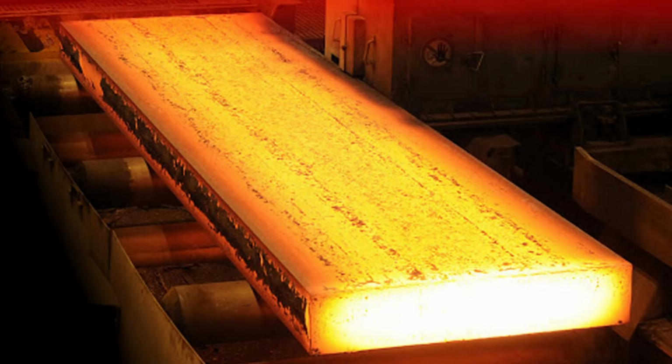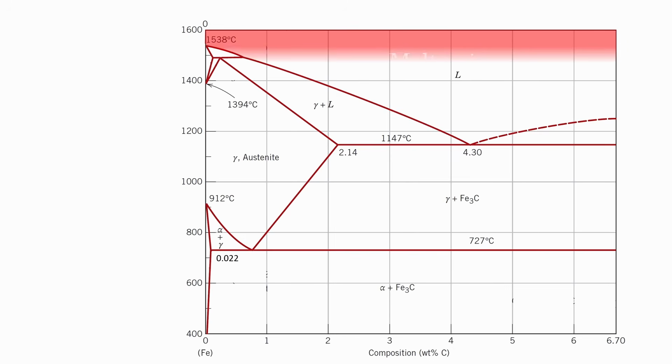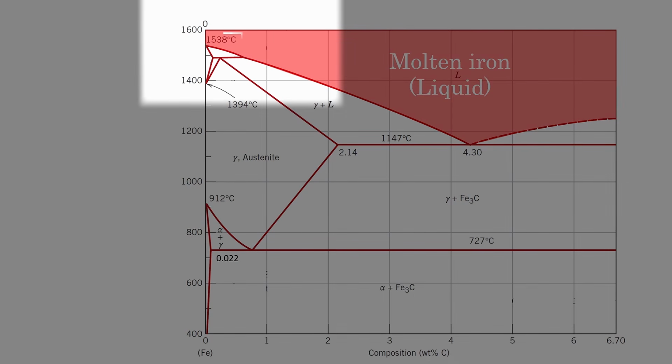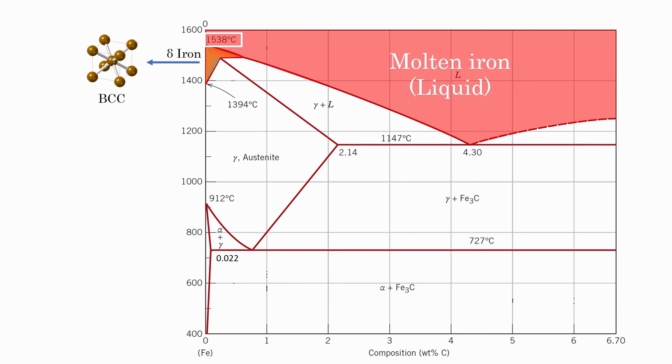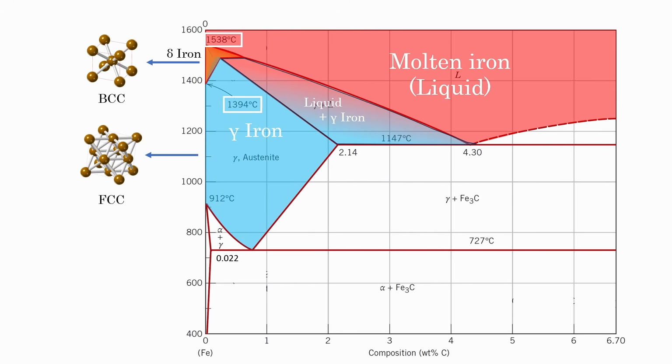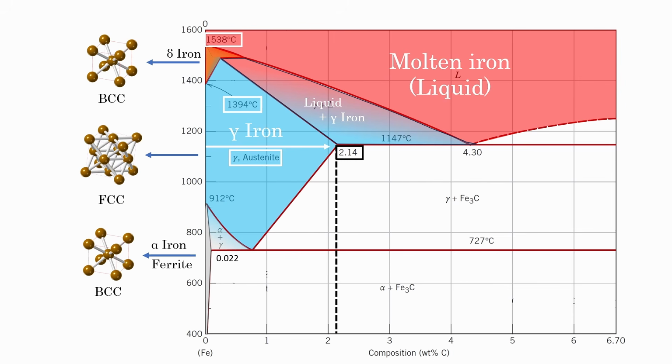Now, the steel can finally be solidified. When the molten steel cools down slowly, first around 1500 degrees Celsius, it forms delta iron with a BCC structure. Then around 1400 degrees Celsius it transforms into gamma iron, which has an FCC structure. This FCC structure, austenite, is very special because it can dissolve a lot more carbon as compared to ferrite, BCC, which is the stable phase of steel at room temperature and can dissolve only 0.022% of carbon.